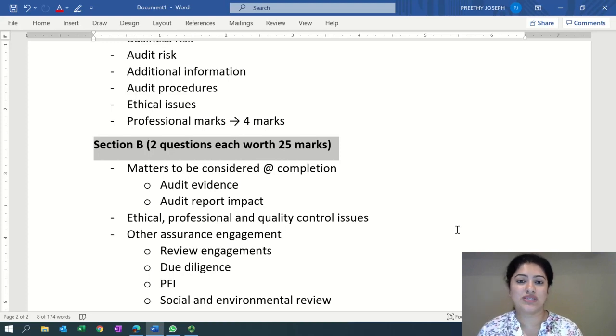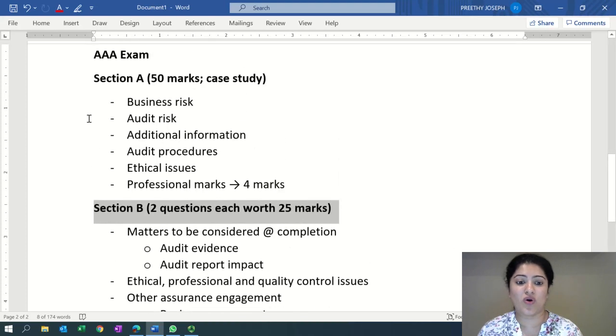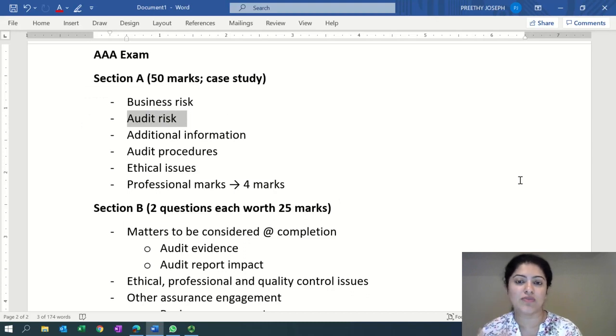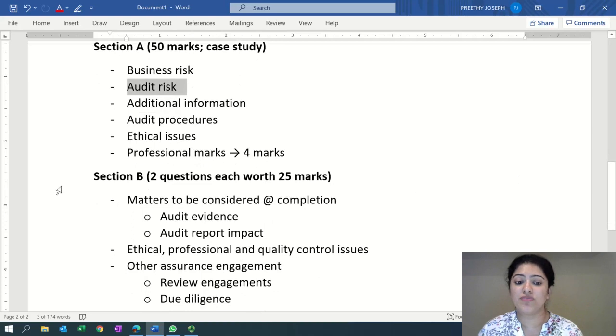Please don't start with section A, and especially don't start with audit risk, because it eats a lot of your time. You would have done questions by now, you would have seen that it takes a lot of your time and strength to attempt audit risk questions. So audit risk is something that you should do right at the end and not in the beginning, because you will just keep writing and writing, and you won't even realize that the time is taken away. It will compromise your time on the other parts of the question. So start with section B first, please.